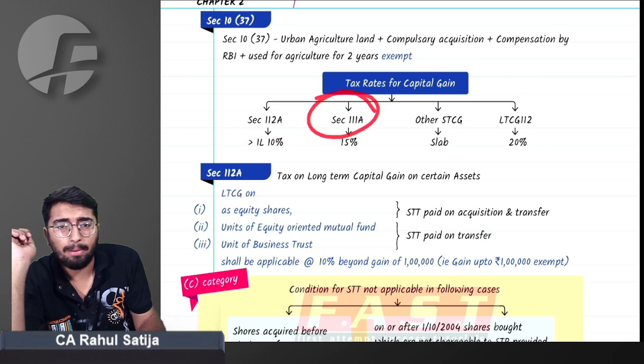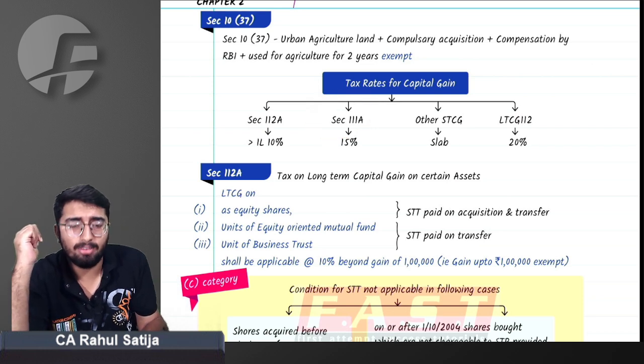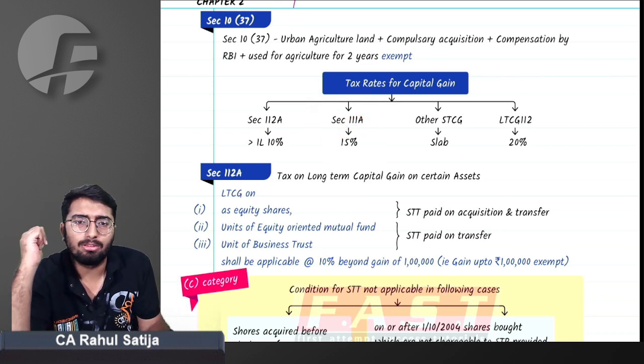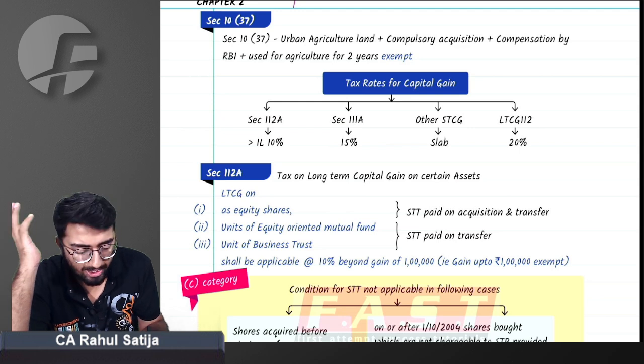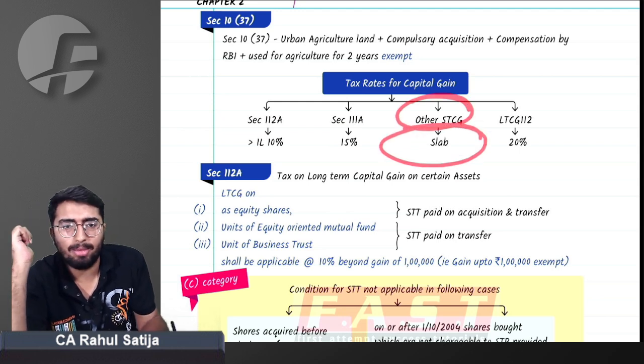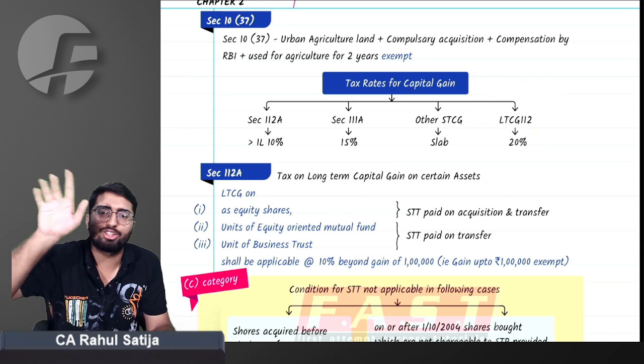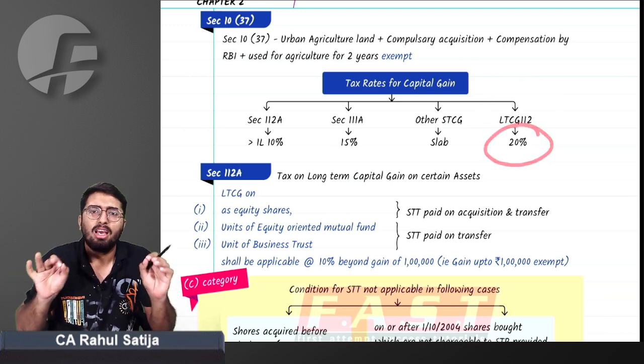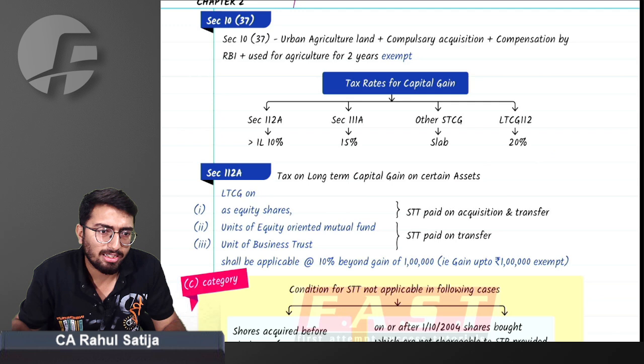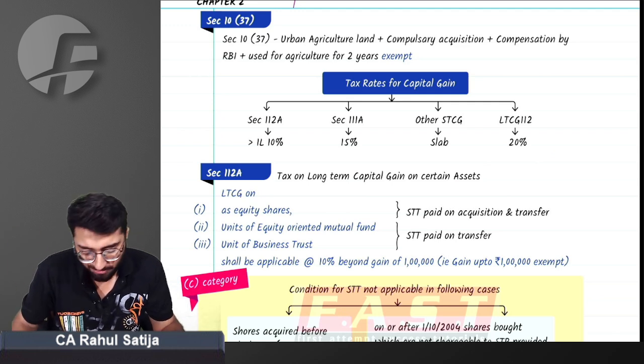For any capital gain mentioned under section 111A, tax will be levied at 15%. For any other short-term capital gain, slab rate will be applicable, or for any capital gain under section 112, 20% will be applicable. We will be studying every section in detail. Need not worry, need not hurry.